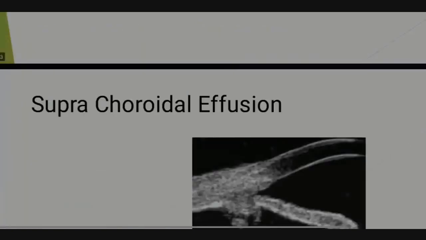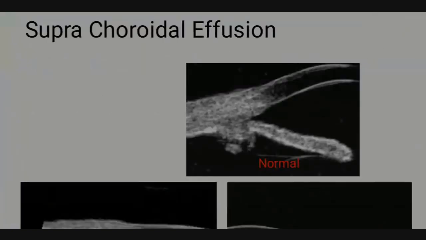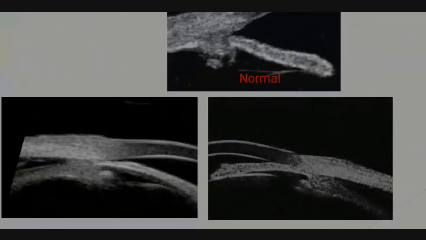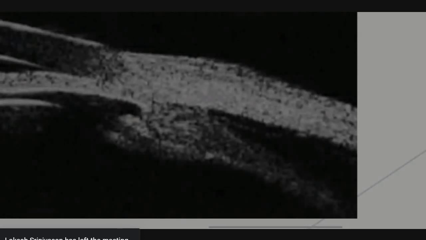Next, we go to the VR disorders. Here we see suprachoroidal effusion. Here you can see this gap. This is the abnormal accumulation of fluid between the sclera and the choroid. So if the patient is having effusion, we can check it.